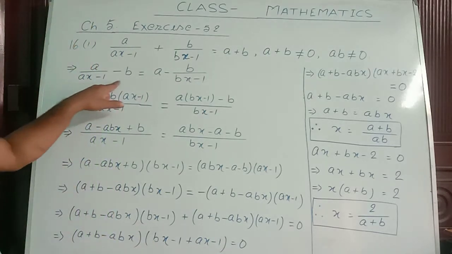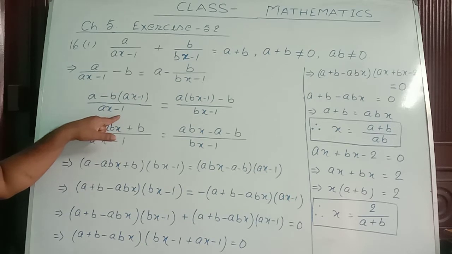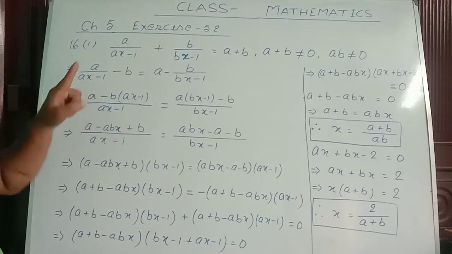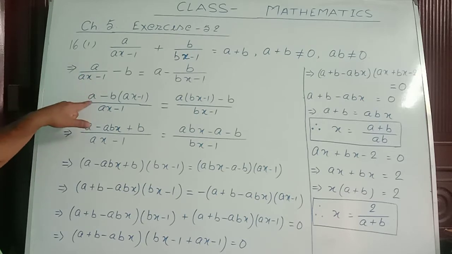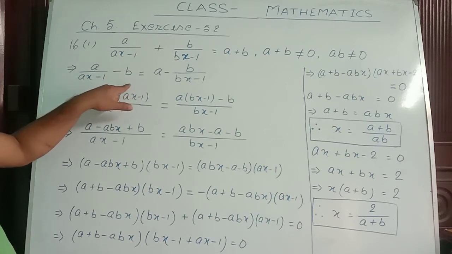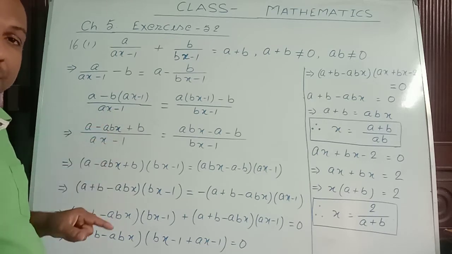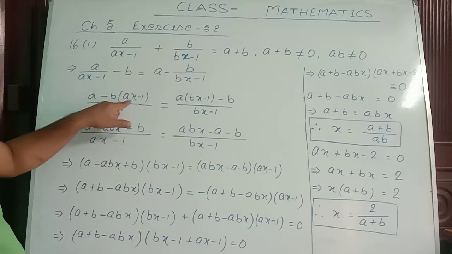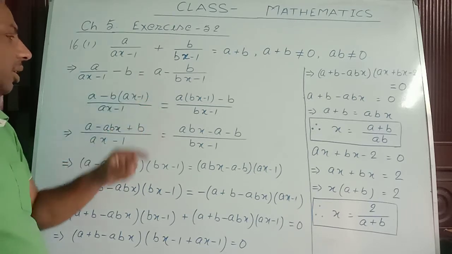Now the LCM of this became ax minus 1. I divided this LCM by this denominator ax minus 1. I got 1. 1 into a equal to a. Minus came here. Denominator is 1, b by 1. I divided the LCM by 1. I got ax minus 1. And then I multiplied by b. b into ax minus 1, equal to, came here.